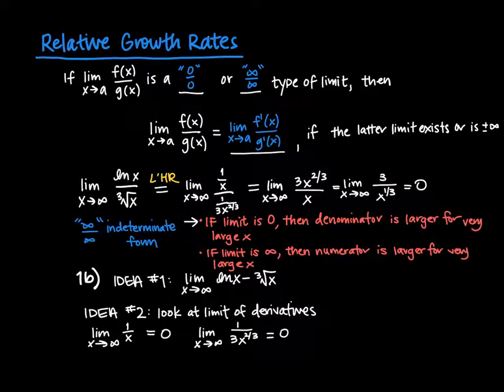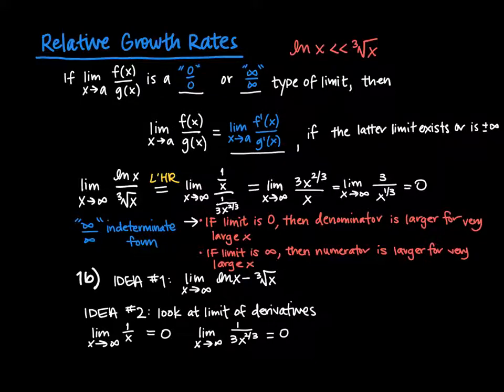Let's take a look at how we did that, right? We took the two functions that we were comparing, created a ratio between the two. Because we knew that both of them were growing without bound, that allowed us to classify this as an indeterminate form and apply L'Hopital's rule to compute the limit. And the limit then told us which of the two functions grew faster and therefore was eventually larger than the other for very large x. The way that we notate something like this is saying that natural log of x is much, much smaller than the cube root of x.